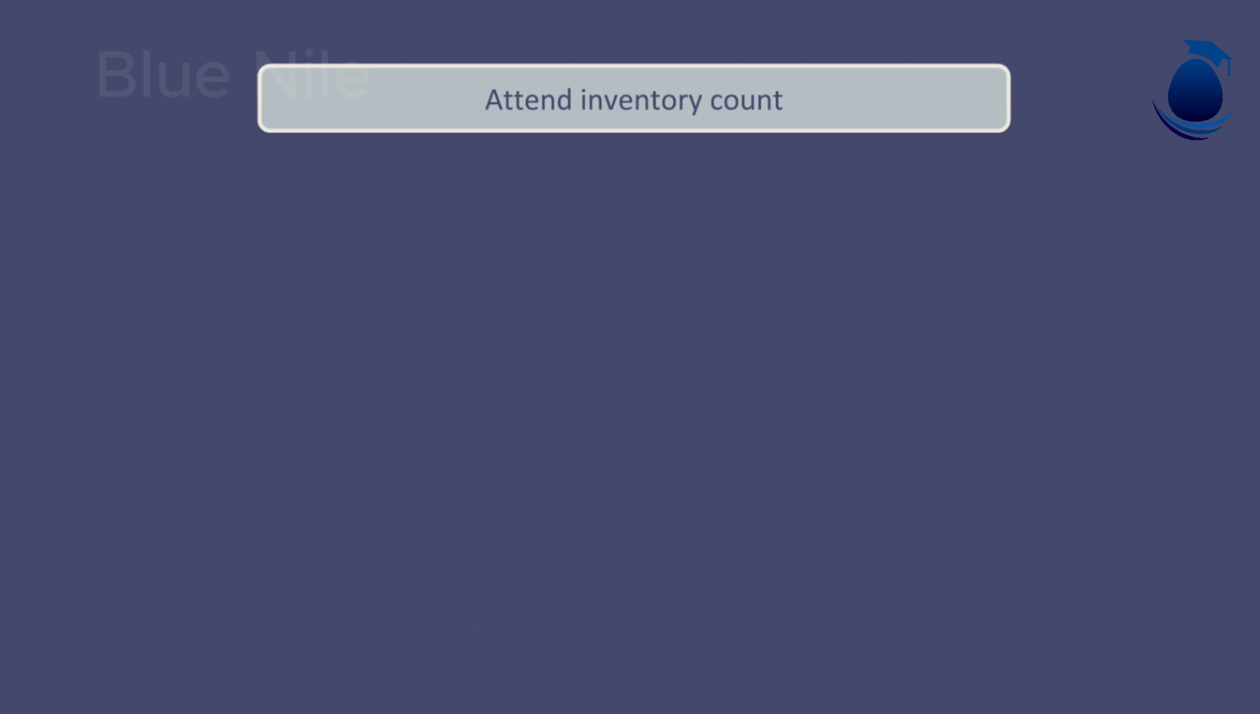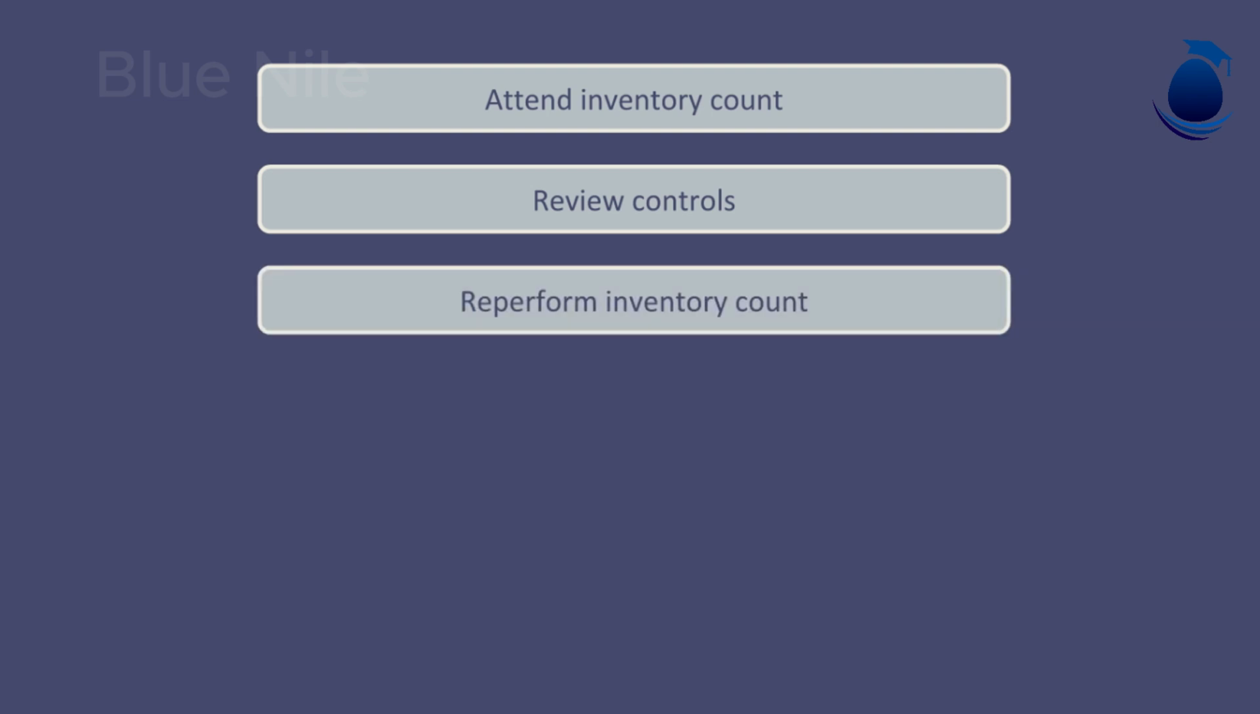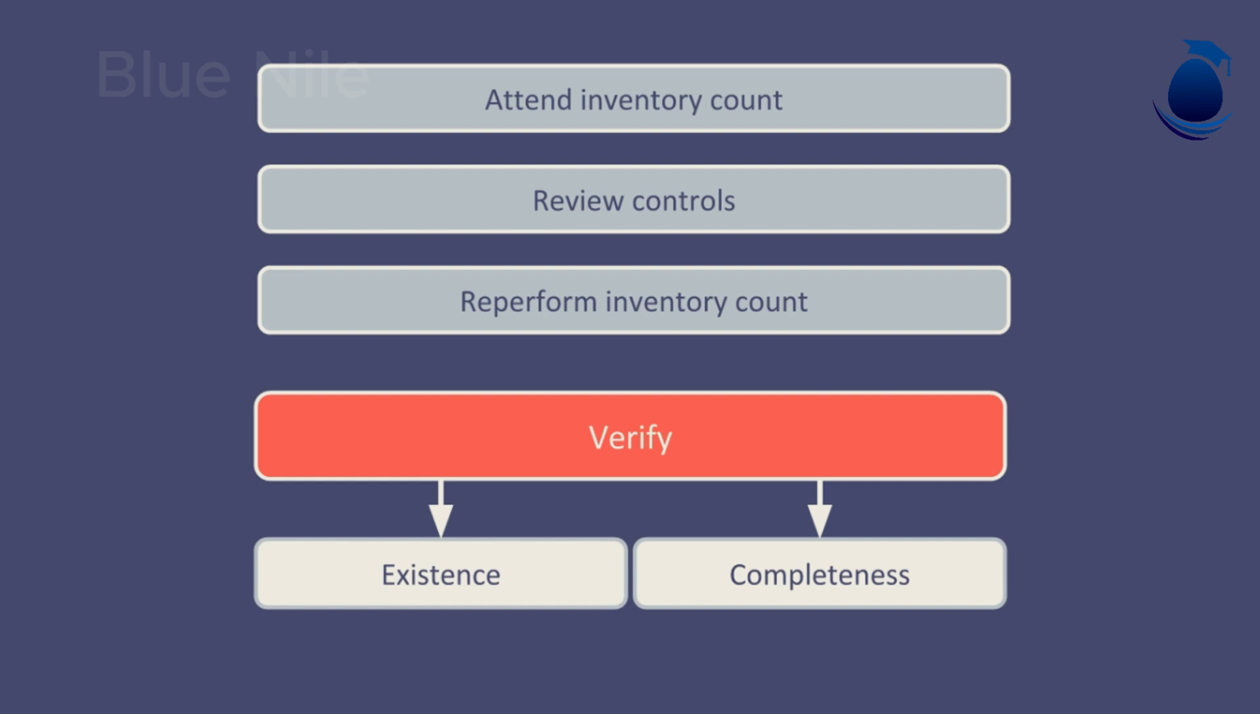Existence can be verified by attending the inventory count. If the auditor attends, they can observe the count and the actual inventory. This not only verifies this assertion, but it also enables the auditor to review the control procedures carried out by the client. The audit team would need to be organized and ensure there are staff available to attend the count. Whilst at the count, they also reperform samples of the count to verify existence and completeness of the counting records.